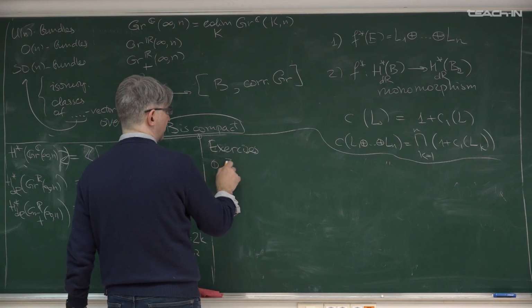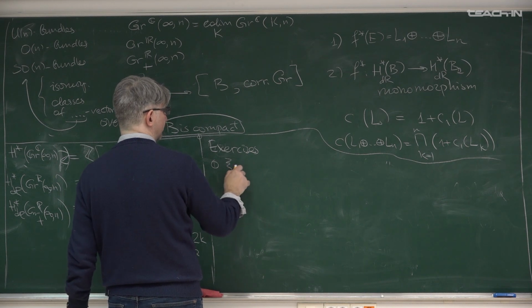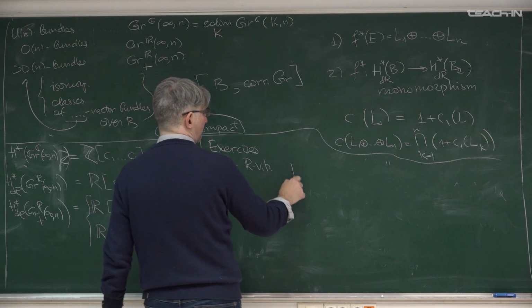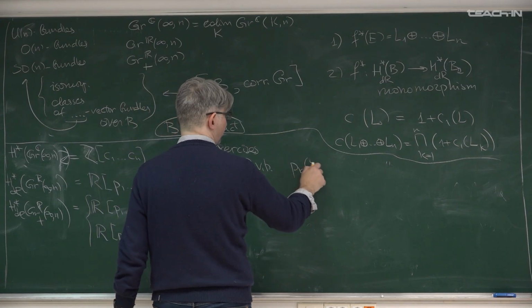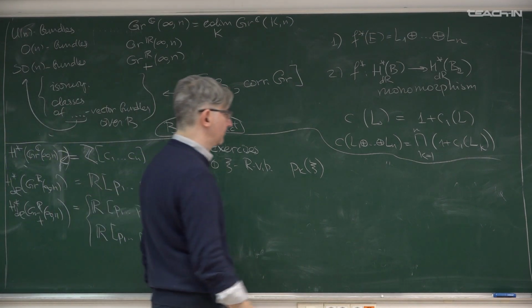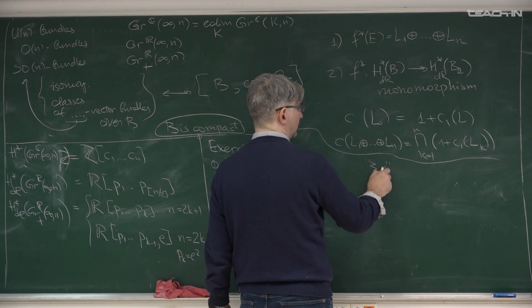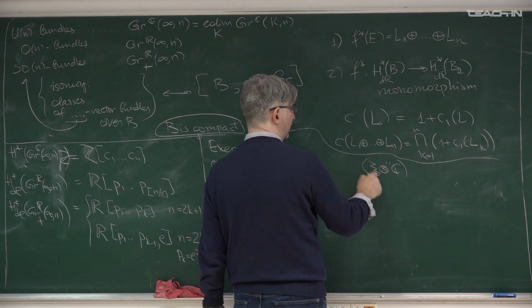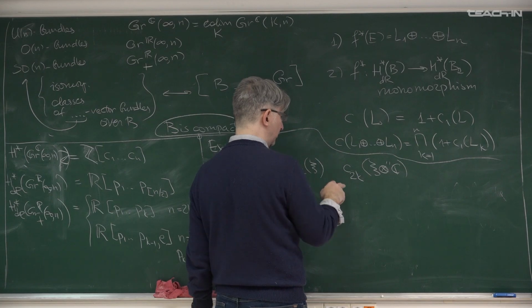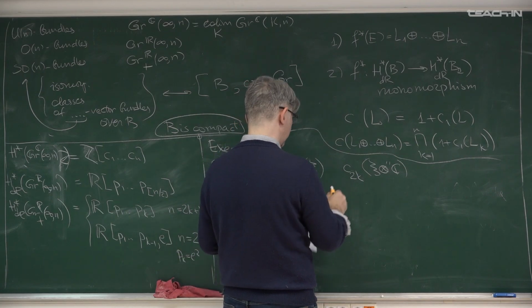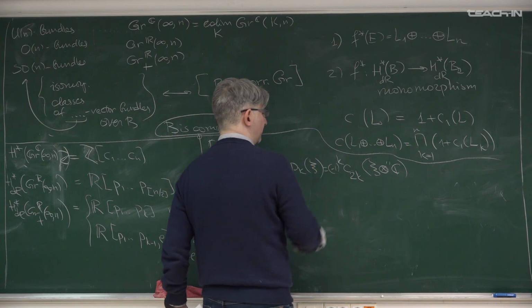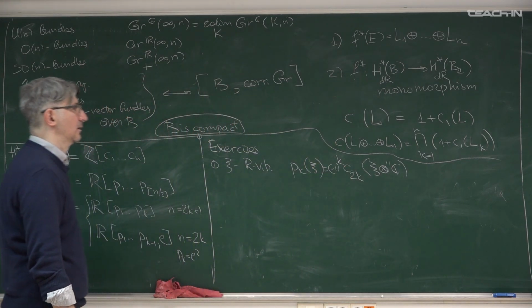So assume we have xi, which is a real bundle. Then you can calculate its k-th Pontryagin class. At the same time, you can consider its complexification and calculate its Chern class with number 2k. This will be minus 1 to the power of k.